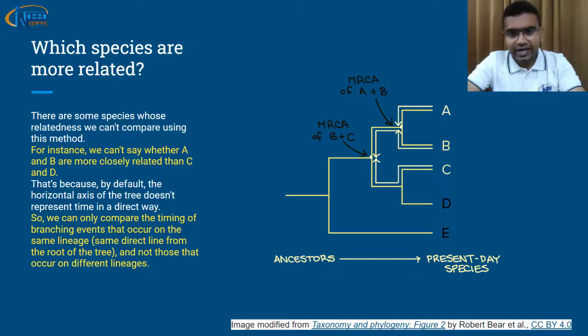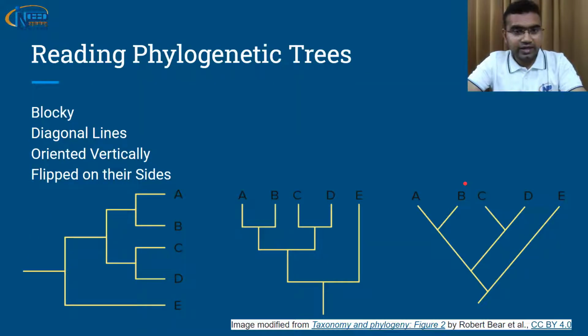We can just say that A and B are more closely related and C and D are more closely related. We can say this much, but we cannot identify the strength. For that, we may require more information. Let us try to understand how different ways there can be of representing the phylogenetic trees.